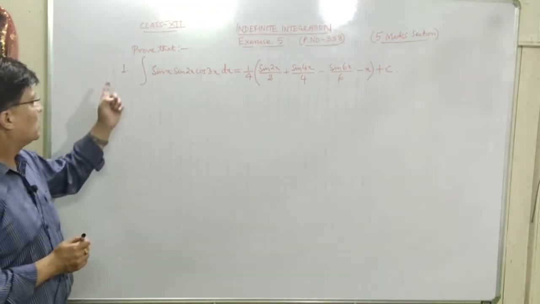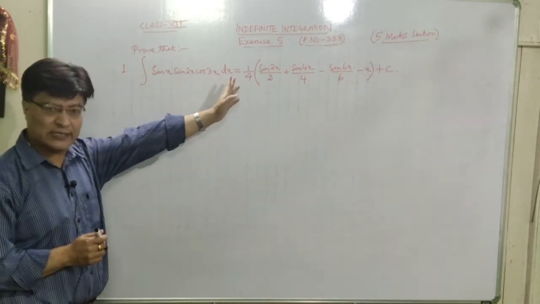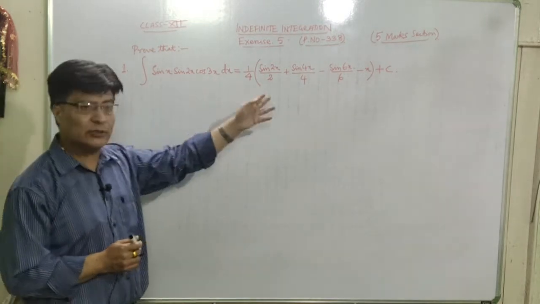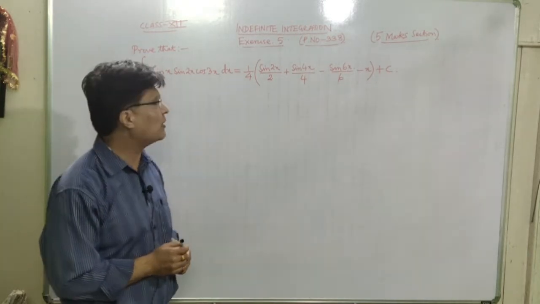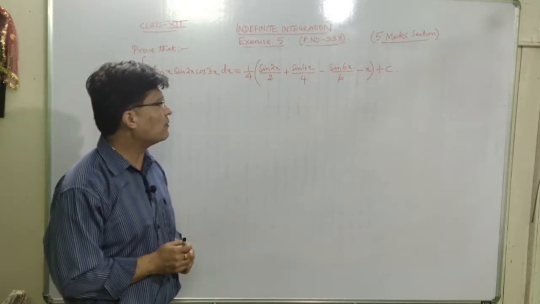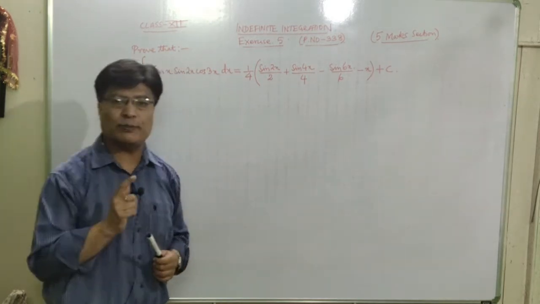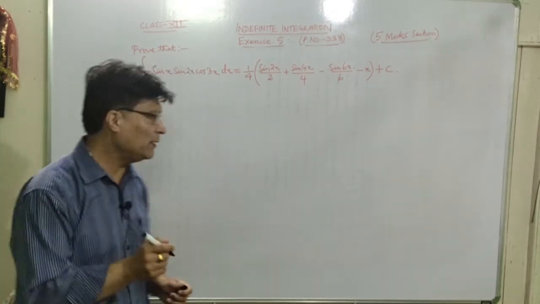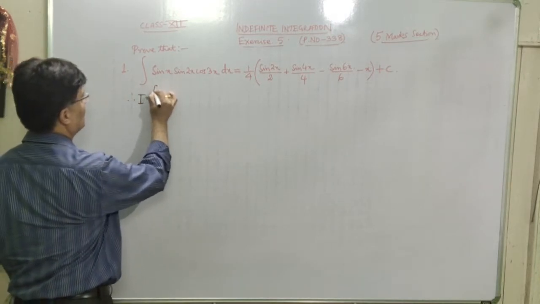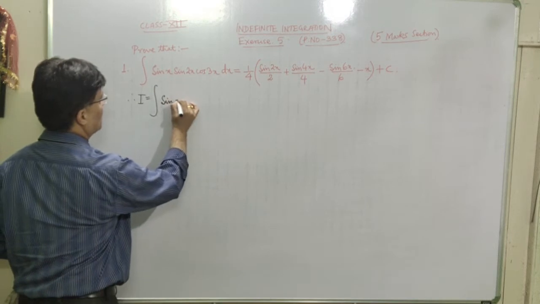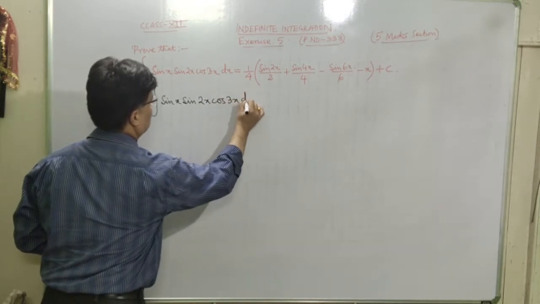Let us prove that number 1, integration of sin x sin 2x cos 3x dx is equal to, you have to prove that this LHS is equal to RHS. So this is 1/4 and within brackets sin 2x divided by 2 plus sin 4x divided by 4 minus sin 6x divided by 6 minus x, bracket closed, plus c. So let us prove it. Let us write down the left hand side. Therefore I is equal to integration of sin x sin 2x cos 3x dx.